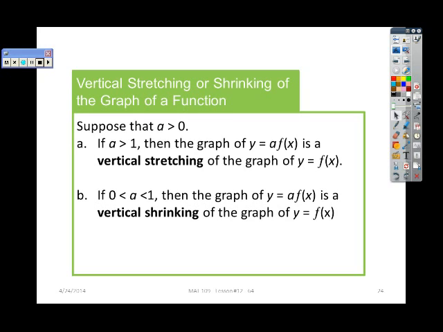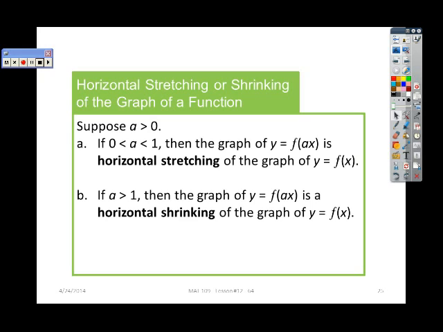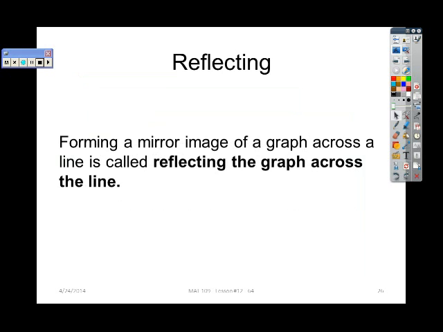That's shrinking. So stretching or shrinking is a multiplier outside the function. They have horizontal. You can look at that. I think it just confuses the issue more than it helps, so I'm going to skip this part. But there is a similar type of description talking about horizontal stretching and shrinking, rather than muddy the waters any more than they are. I'm going to skip that part. And the only kind of stretching that I will be working with you on is the vertical.